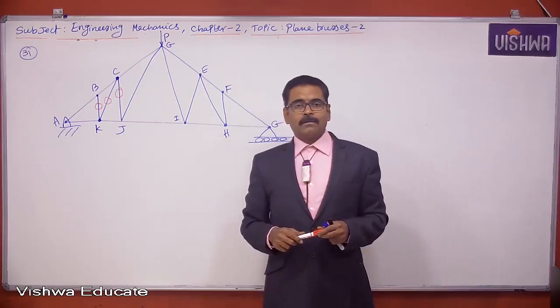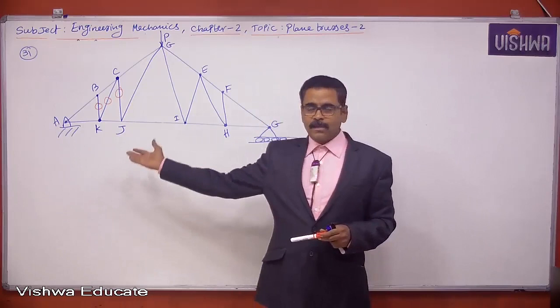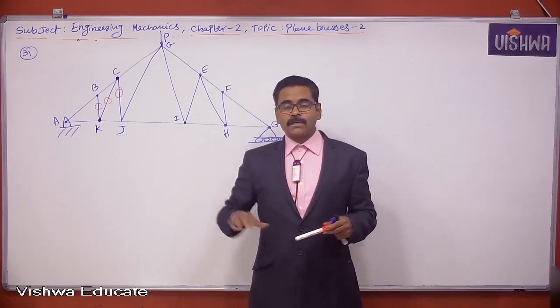Many times, students would confuse this. This shortcut is valid when a joint doesn't carry any external load. If the joint carries a force, then you cannot use this. If the joint doesn't carry any external force or support reaction, then this is valid. So this is also zero.